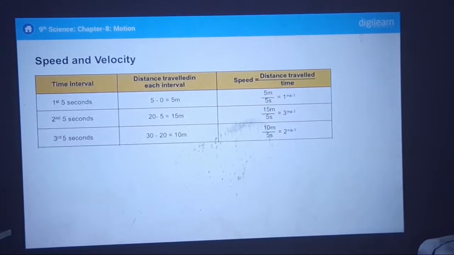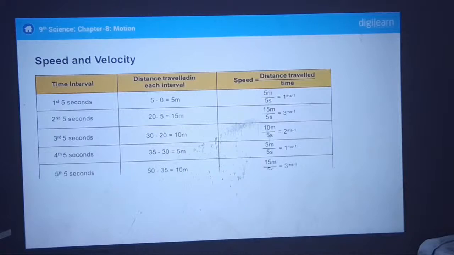Third 5 seconds, 30 minus 20 is equal to 10 meters. Speed, 10 meters divided by 5 seconds is equal to 2 meters per second. Fourth 5 seconds, 35 minus 30 is equal to 5 meters. Speed, 5 meters divided by 5 seconds is equal to 1 meter per second. Fifth 5 seconds, distance travelled 50 minus 35 is equal to 15 meters. Speed, 15 meters divided by 5 seconds is equal to 3 meters per second.